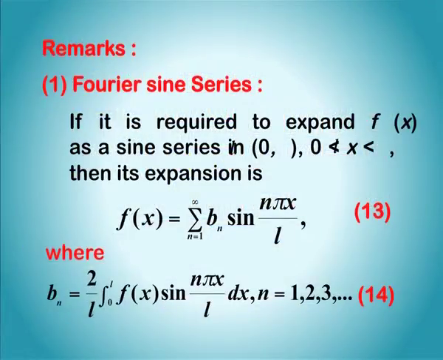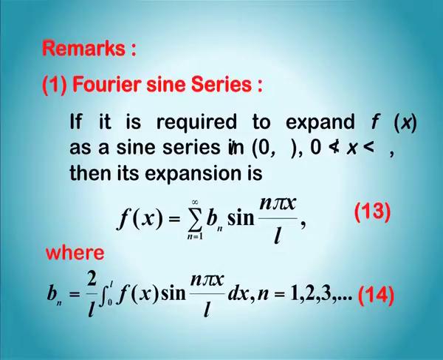A few remarks are very important, vital for understanding the heat equation, the Fourier sine series of which we are aware. If it is required to expand f(x) as a sine series in (0, L), where x lies between 0 and L in the open interval, then its expansion is given by f(x) equals the sum from n equals 1 to infinity of b_n sine of n pi x upon L.